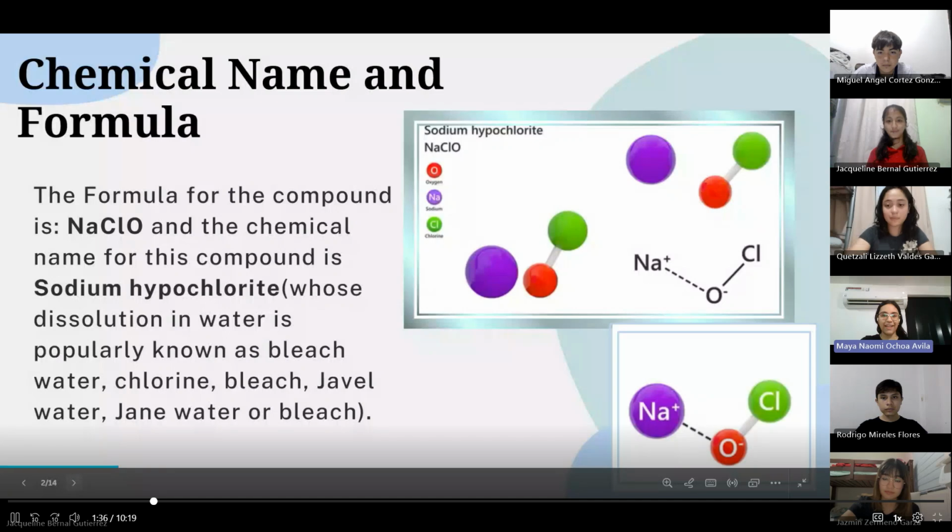Chemical name and formula. The formula for the compound is NaClO and the chemical name of this compound is sodium hypochlorite, whose dissolution in water is popularly known as bleach water, chlorine, bleach, yellow water, drink water, or bleach.